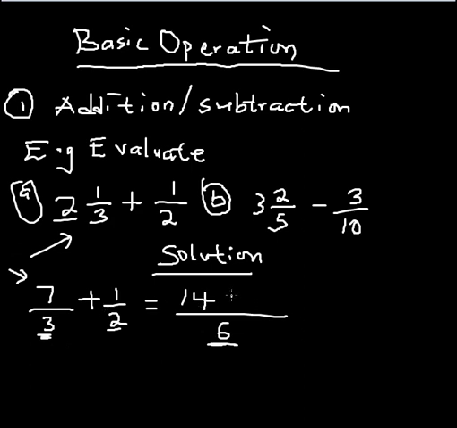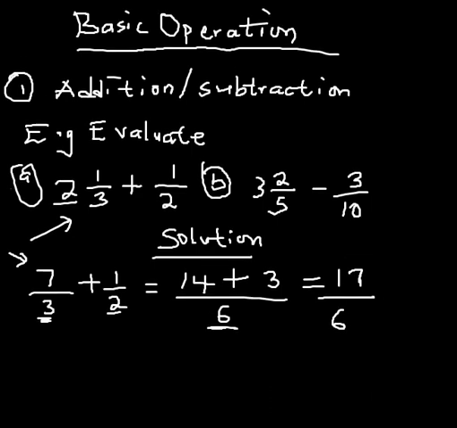So I bring down the plus. I do the same to the second fraction. 6 divided by 2 is 3. 3 times 1 is 3. All right, so now this is going to be equal to 14 plus 3. That should give me 17 all over 6.